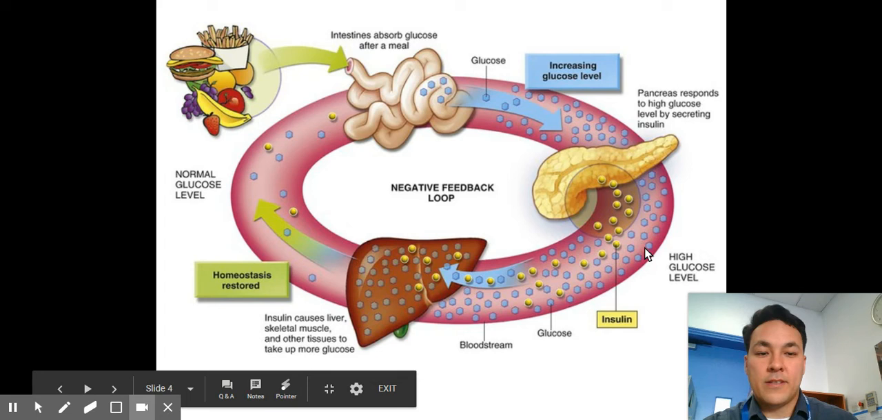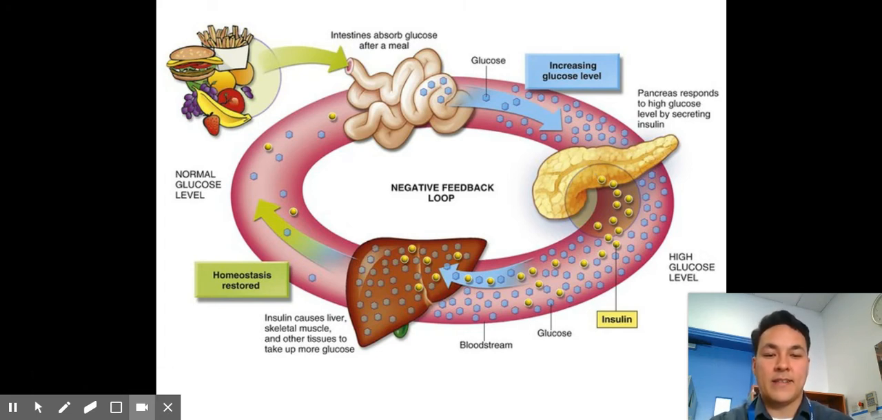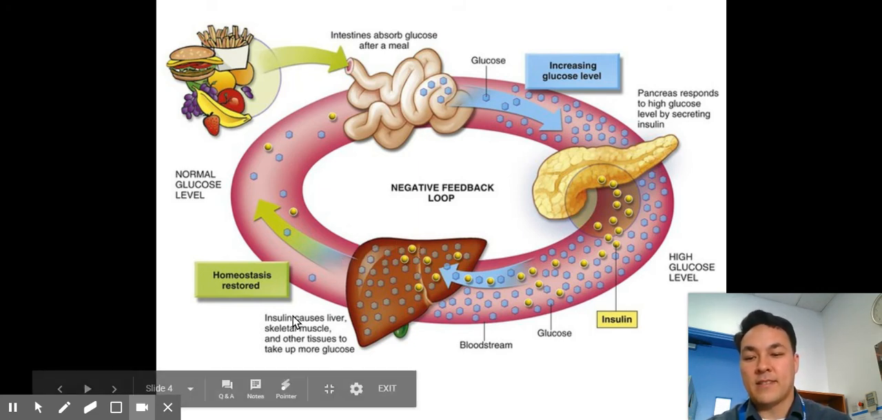So here's the glucose in your bloodstream. Your pancreas detects that, and your pancreas sends out a protein-based hormone called insulin. Insulin goes around to all the cells in your body and says, hey, there's a bunch of glucose here. Let's take it in. And so it takes glucose into your cells so that it can be used as energy or to make energy. Extra glucose is then stored in the liver as glycogen. And look, homeostasis has been restored.